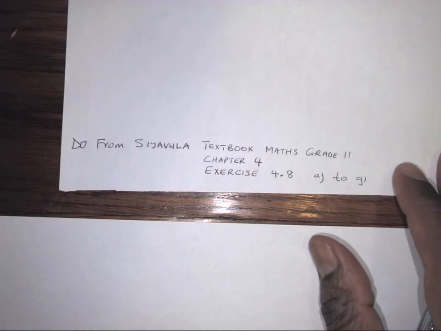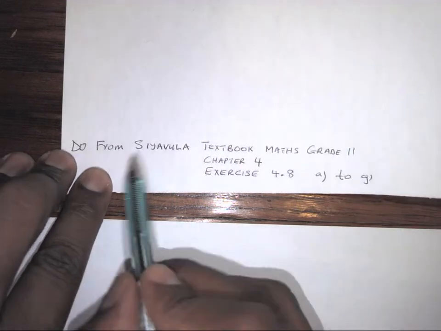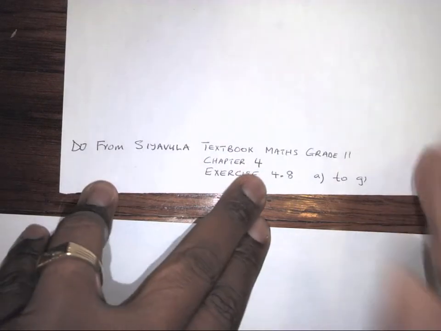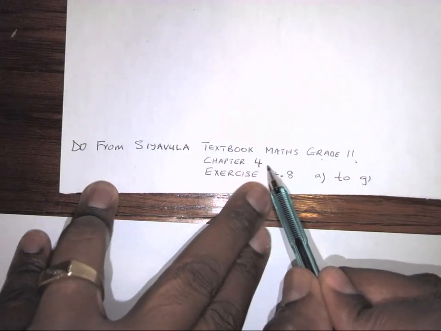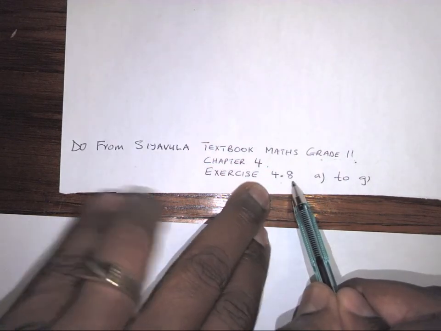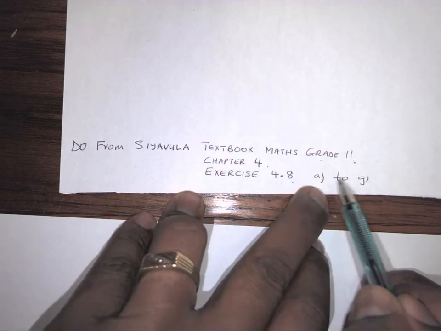So, see if you've understood this. Your work would be from the Siyavula textbook of grade 11, chapter 5, you'll do exercise 4.8, doing A to G.